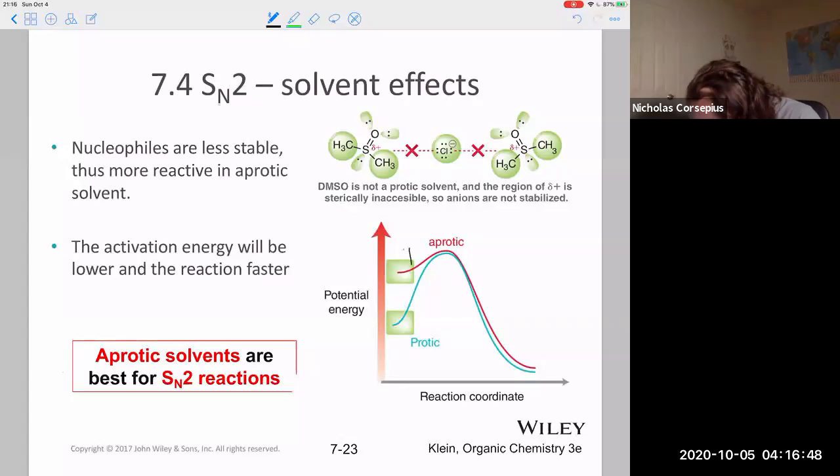So look at how much tinier this activation energy barrier is to overcome in an aprotic solvent than it is in a protic solvent, right? So if you really want to push this reaction forward, it might not sound like it, but destabilizing your reactants is a good thing.